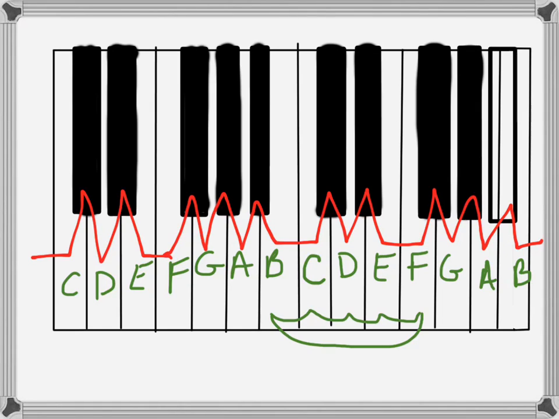So B goes to A sharp? No, you're going the wrong way. That's a black key right there. So B, what's the next note right here? C. And what do we got to do to make C equal B? C flat? C flat. Yes.